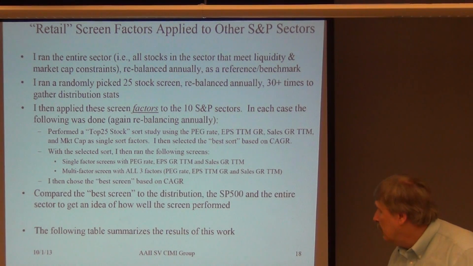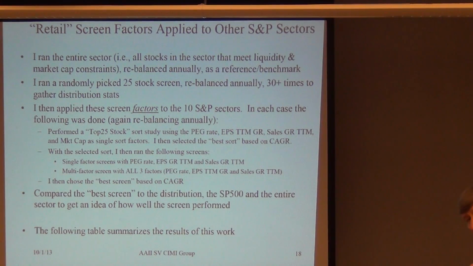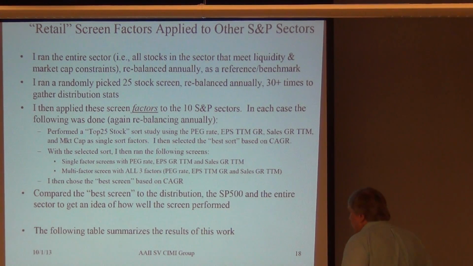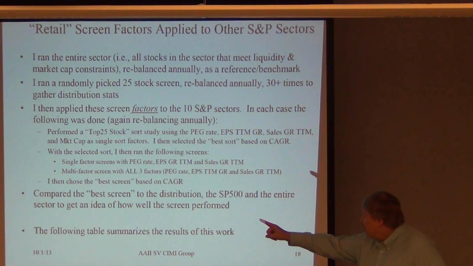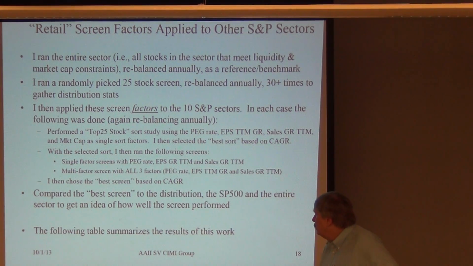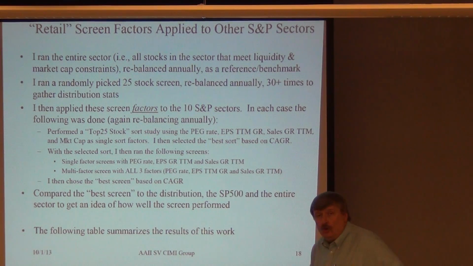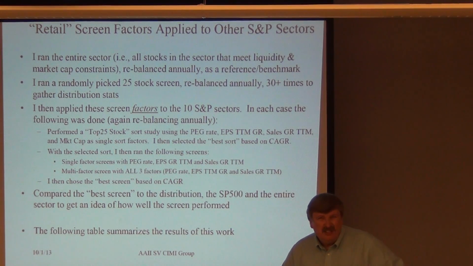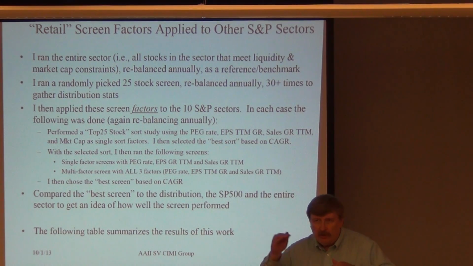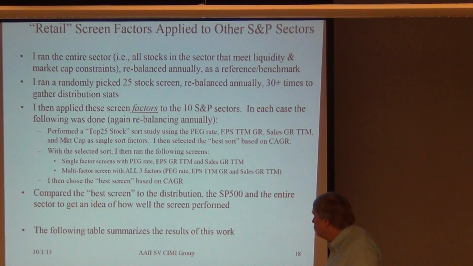I then took whatever came out with the best compound annual growth rate from that. I said that's the best sort, and then I applied the screening factors. I did the single factor screens, PEG rate, EPS growth rate, and sales growth rate again. And then I turned all three of them on at once. This is very similar to what we did last month for retail, okay? Where we went through and saw the effects of each one.